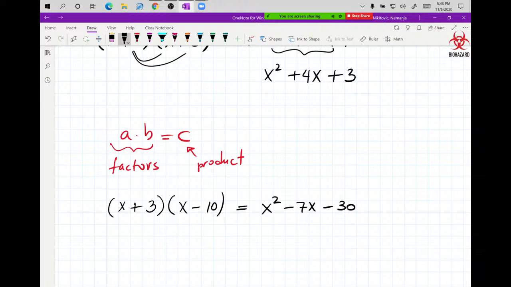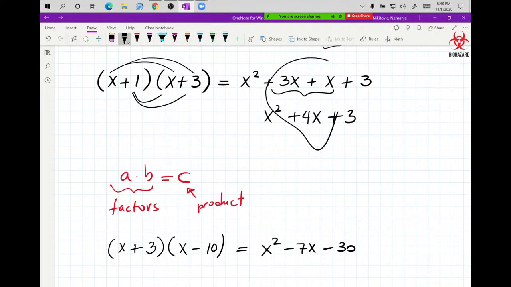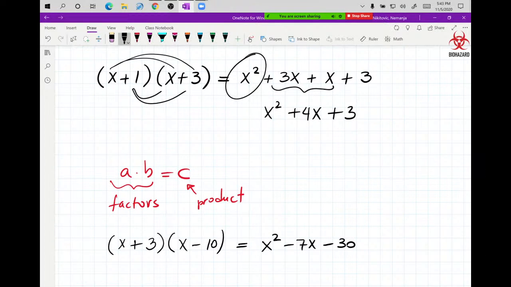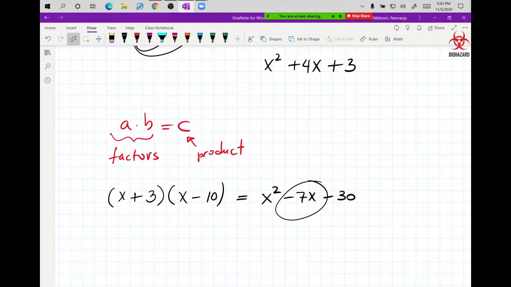Now, remember, see what I did? I skipped the middle part completely. The first and the last terms are easy to see, because x times x is x squared and 1 times 3 is 3. In my case, x times x is x squared, and 3 times negative 10 is negative 30. Easy, right? The middle term is the one that we had to add, in this case over here. We had to add 3x to x to get 4x. Now, I wrote negative 7 immediately. How did I know immediately negative 7? Well, plus 3 minus 10 is negative 7.